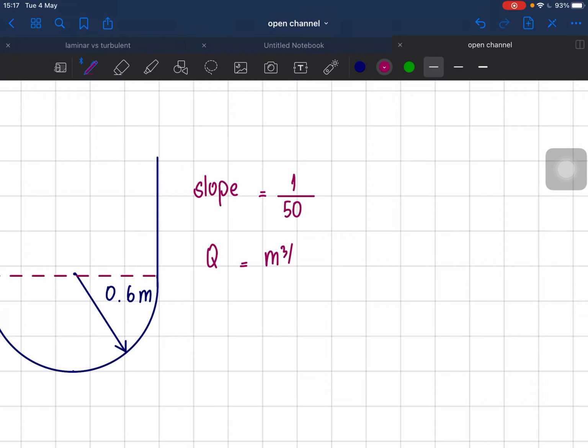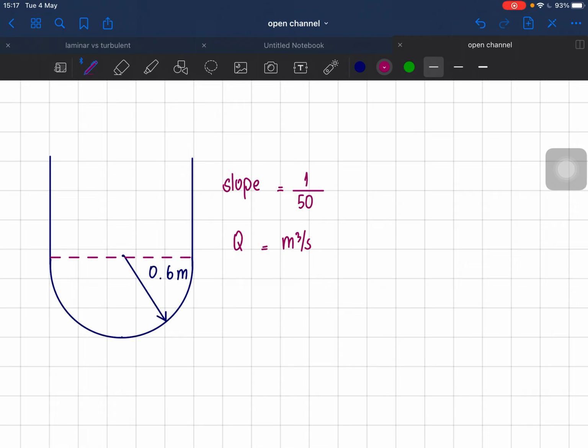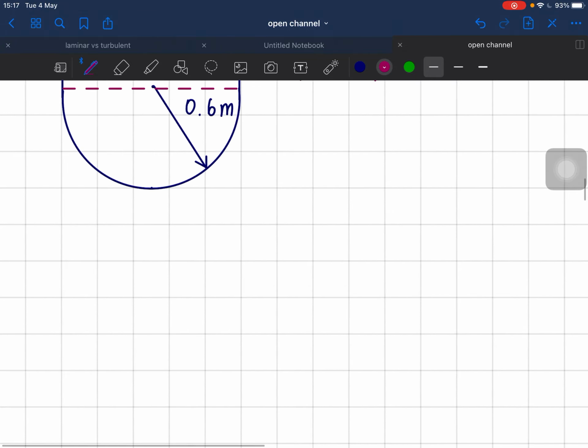Then we can see that the area A equals 1/2 pi r squared, because pi r squared is the whole circle, but the semicircle is only half of pi r squared, where r is 0.6. So the answer is 0.5655.